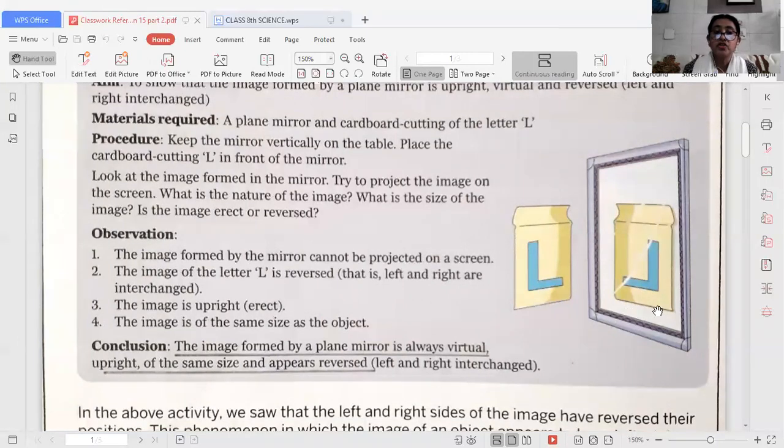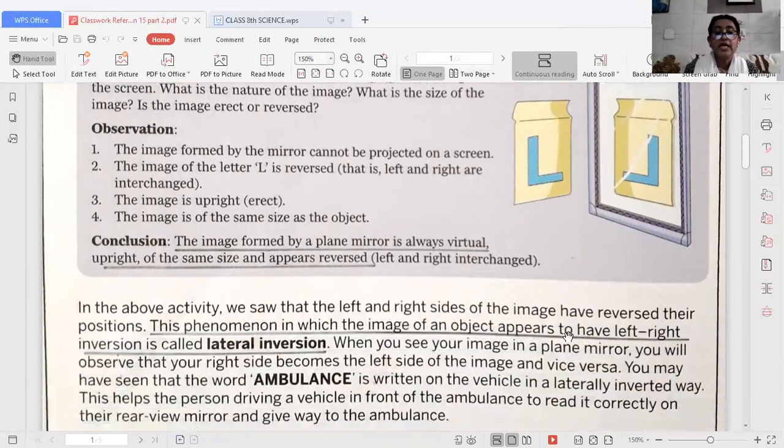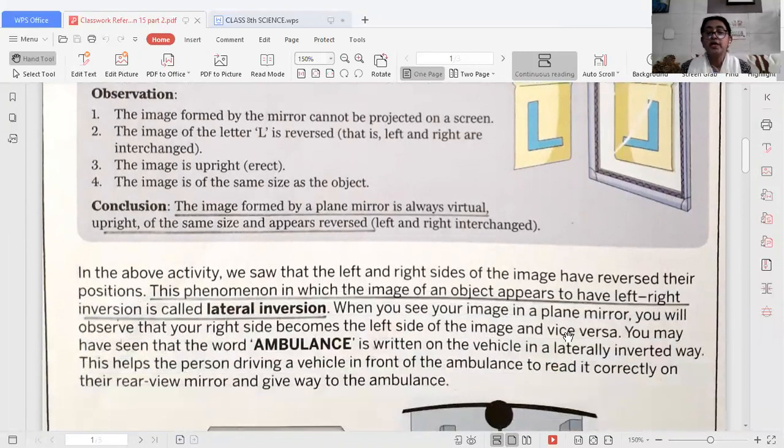Then the image is erect, and the image is of the same size. So what is the conclusion? The image formed by a plane mirror is always virtual, upright, of the same size, and appears reversed. The phenomenon in which the image of an object appears to have left-right inversion is called lateral inversion.